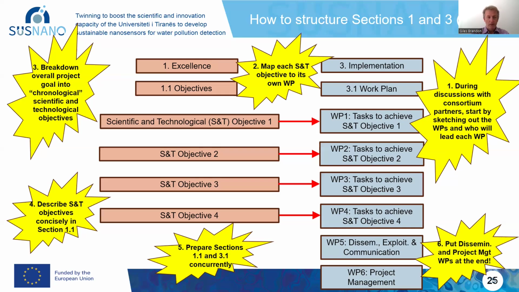What I'm trying to convey here is, if you focus on these columns, there's a column with a series of pink blocks, and then there's a column with light blue blocks. The column on the left, at the top, says excellence. So this is referring to the excellence section of your Part B. There's a subsection called objectives.